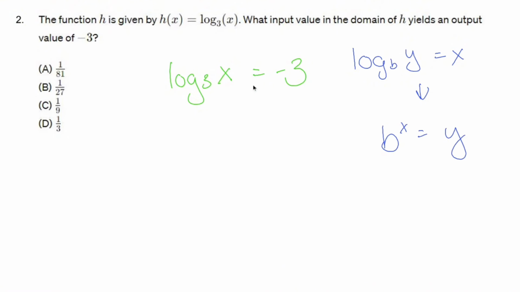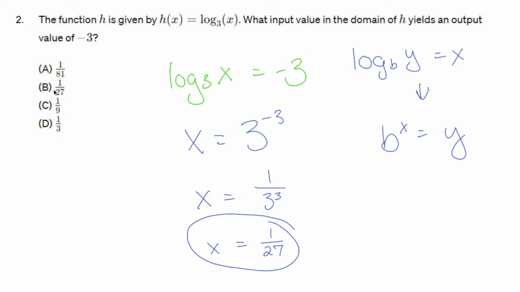So what that does with this guy, and I know this is x and that's y, don't overthink it. You're going to write out x equals 3 to the negative 3. I just have it written backwards. So let me see. 3 to the negative 3 is 1 over 3 to the third. And 3 to the third is 27. So x is going to equal 1 over 27, which is B. That's problem 2. I hope this helps.